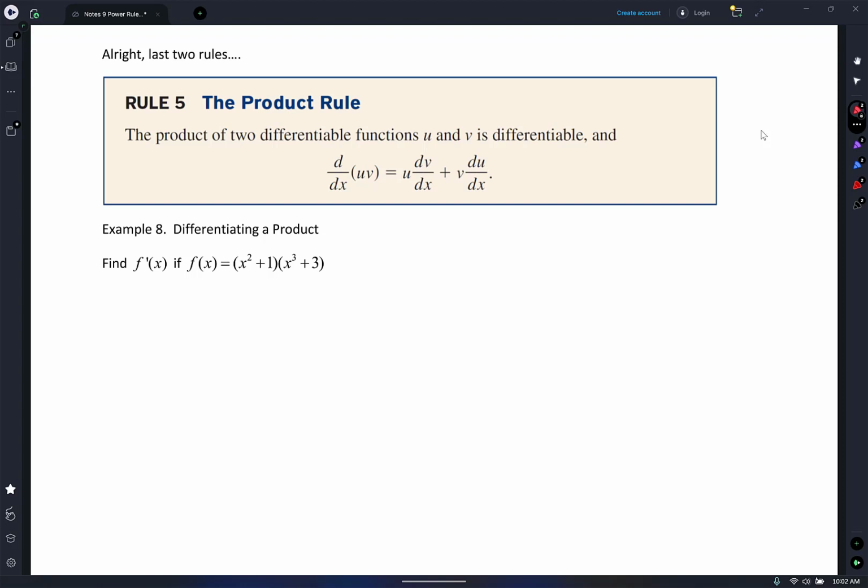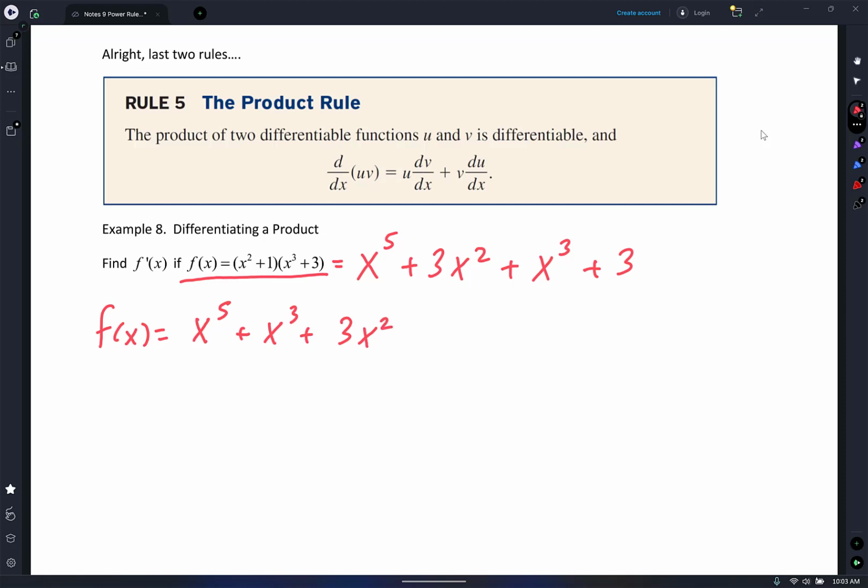All right, so this one right here, by now, we should be all pros at taking a derivative. We can't take a derivative right now. We have to do algebra first, right? So let's just do algebra first by expanding it. X squared times x cubed, that's x to the fifth. X squared times 3, that's 3x squared. Then 1 times x cubed, that is x cubed. And then 1 times 3, 3. So let me put it in order, from highest degree to lowest degree: x to the fifth plus x cubed plus 3x squared plus 3.